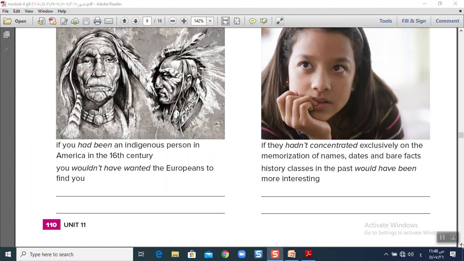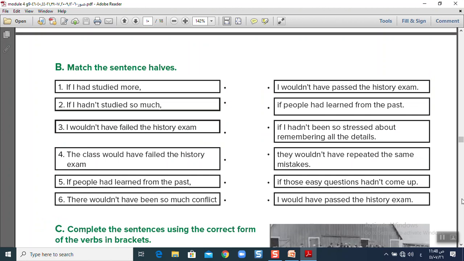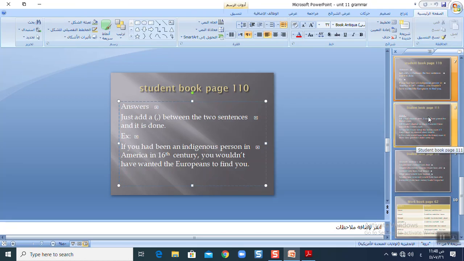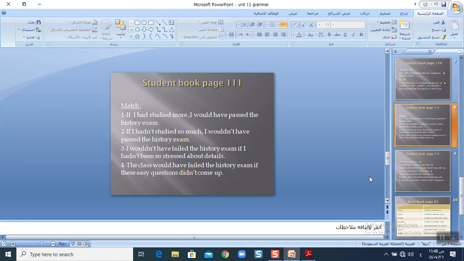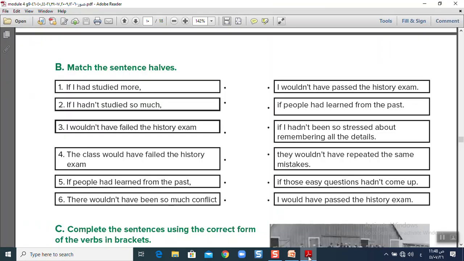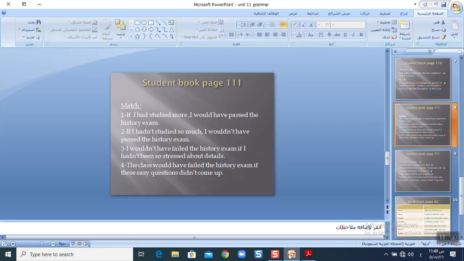Now, let's have a look at page 111. Okay. Match the sentence halves. I made it also for you, but not all the sentences. I'm sorry. Match. Sentence number 1. As we used to do, see what you can do, then check the answers in the PowerPoint. Okay?